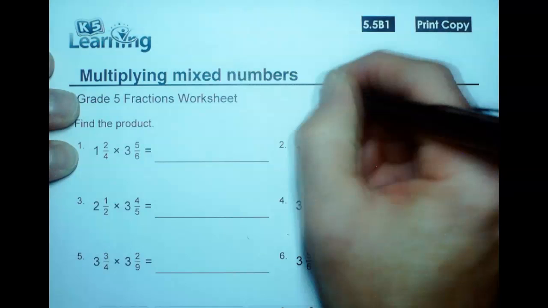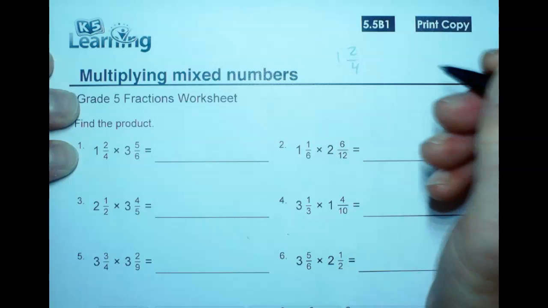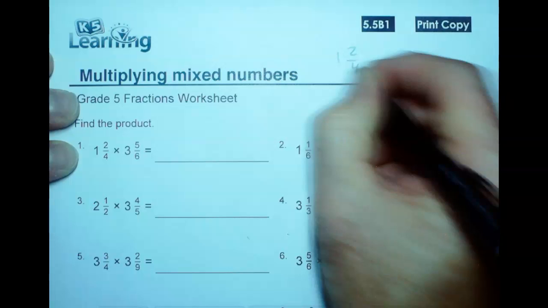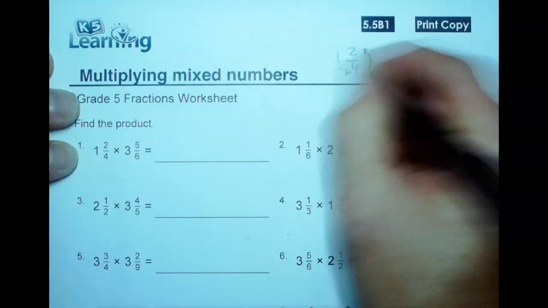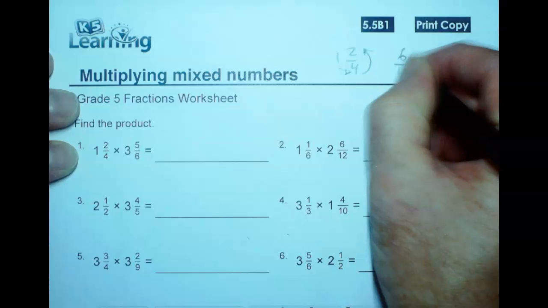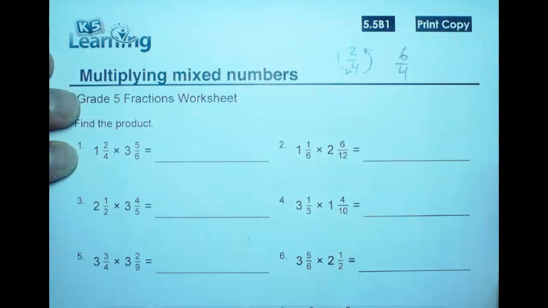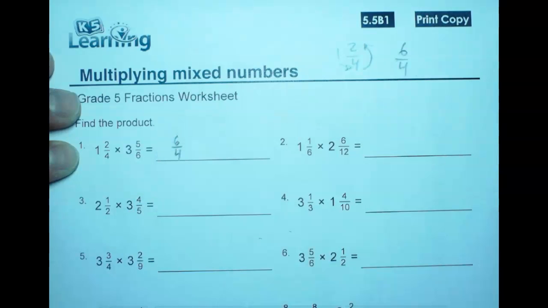So if we take this one up here, I'll just do it 1 and 2/4. The way you make that into an improper fraction is to multiply down and then add the top. So 1 times 4 is 4, plus 2 is 6/4. Now that's not in simplest form, but that's okay. We're just going to leave it that way because we can reduce.